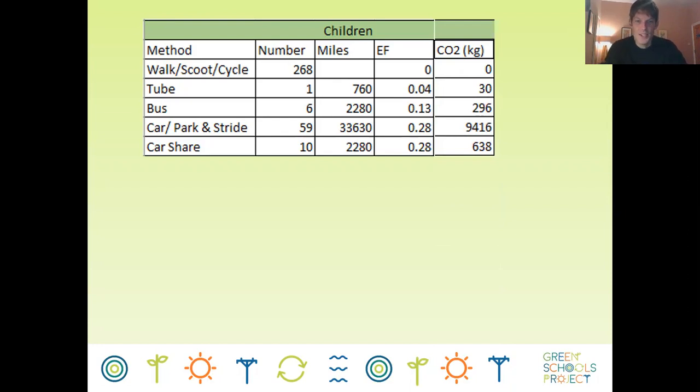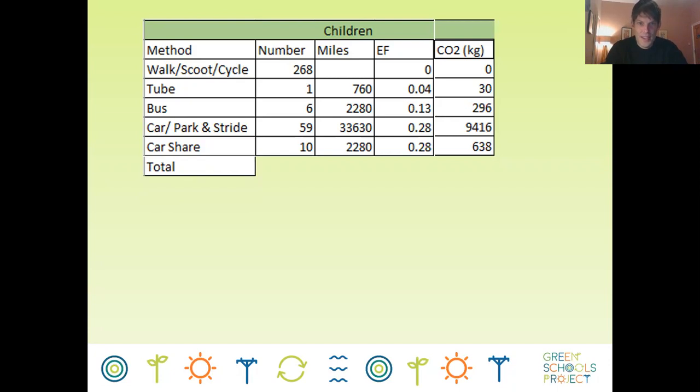Next, we're going to put in an extra row at the bottom for total. With your calculators, or by hand if you want, can you work out the total number of children that were in the survey, and then the total of the kilograms of carbon dioxide. So the total for those two columns, number and CO2 kg. Again, press pause, and press play when you want the answers.